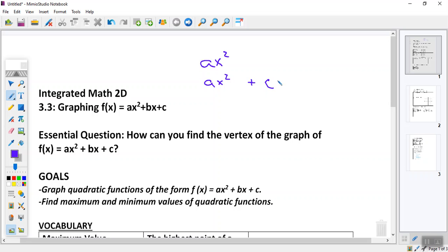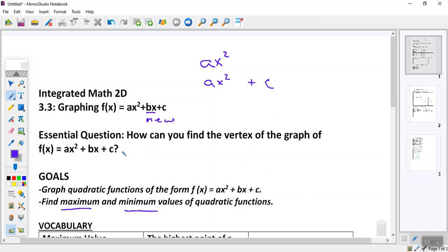The b value in here, right? This bx part right here is going to be the part that we look at that's kind of new for us today, all right? And what I want you to understand today is this. We need to be able to answer how can you find the vertex of a graph of the function ax squared plus bx plus c. And in order to do that, we're going to have to graph some quadratic functions of the form ax squared plus bx plus c. And then we're also looking at finding maximum values and minimum values of quadratic functions, okay?